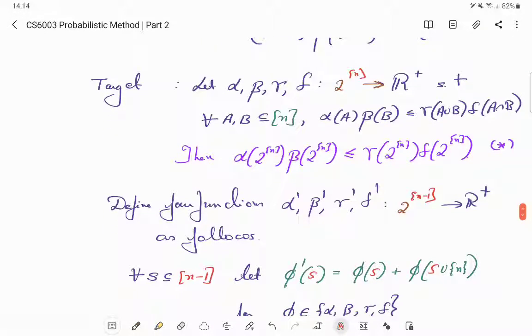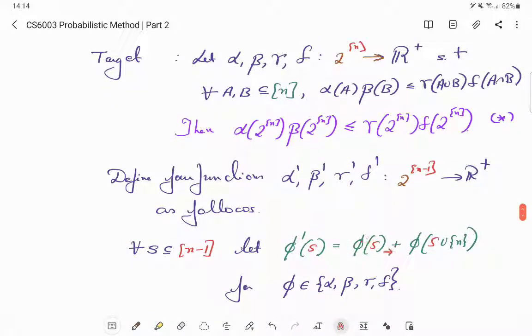Okay, and what is the definition? Now this phi is a placeholder for either alpha, beta, gamma or delta, and phi prime correspondingly would mean the primed version. So for any subset s of numbers 1 to n minus 1, I have to define phi prime of s. I am given the definition of phi of s. So phi prime of s is defined as phi of s plus phi of s union n.